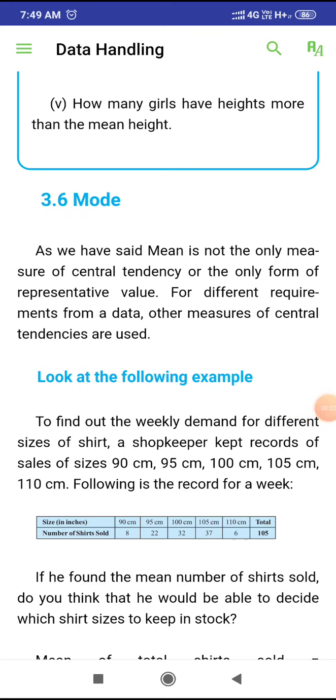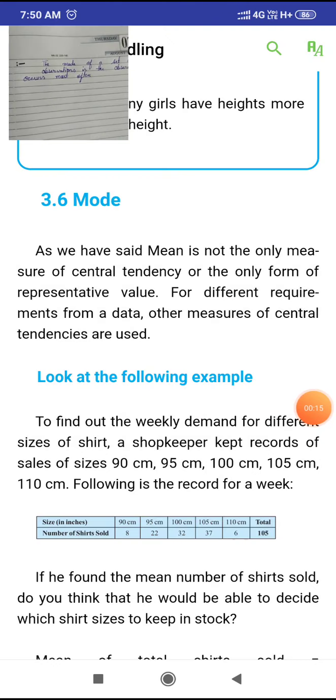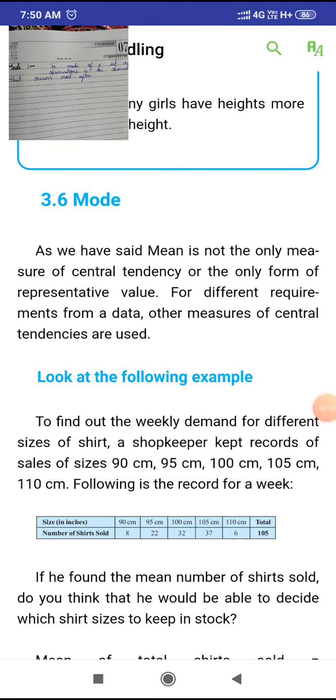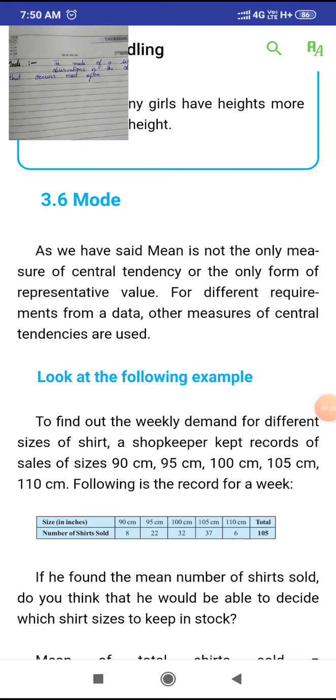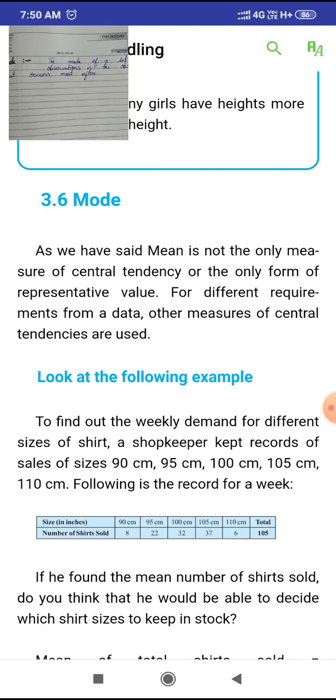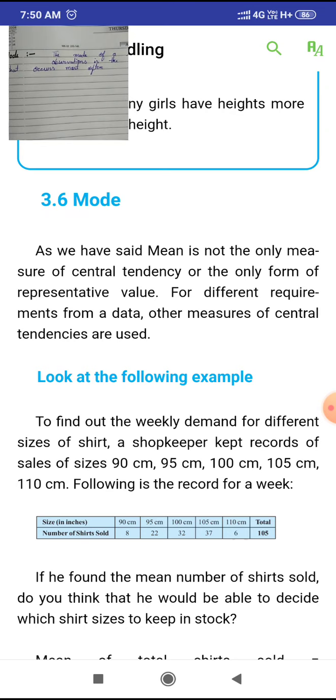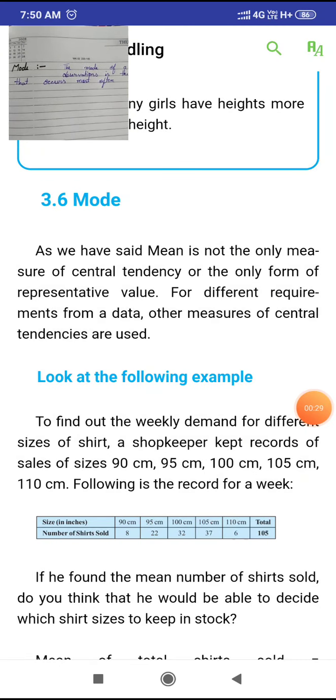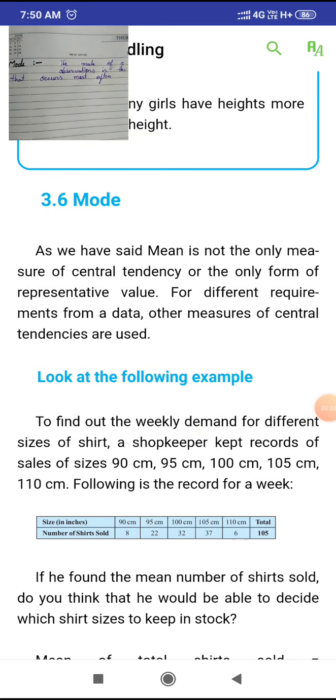Hello students, today we are going to start the second exercise of the third chapter, 3.2, but before starting this exercise we will discuss mode and median. So now the question arises, what is mode? Mode of a set of observations is the most occurring frequency, or we can say a frequency that occurs most of the time is known as mode.